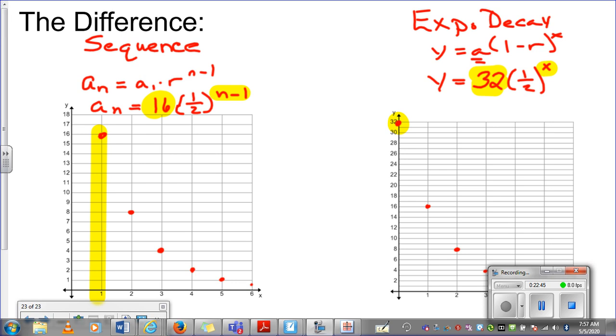So what I'd like you to do is practice writing some explicit and recursive formulas for geometric. I'm also throwing some arithmetic in there. I put the formulas on the page for you, so if you didn't jot them down from this video, don't worry, they're actually in there. And good luck!